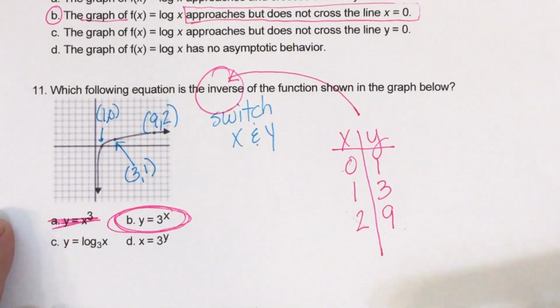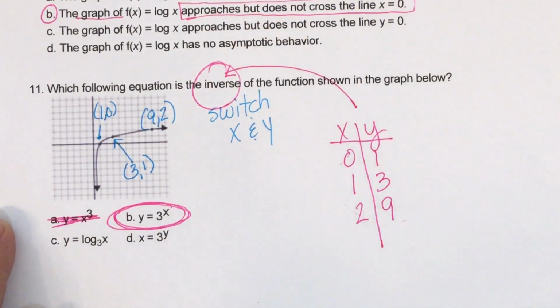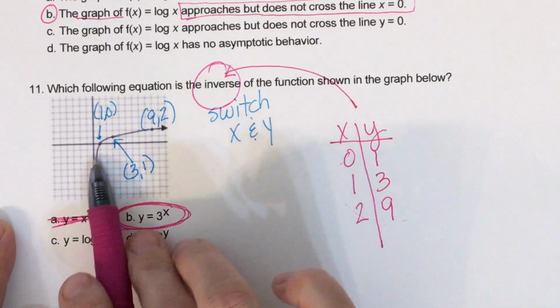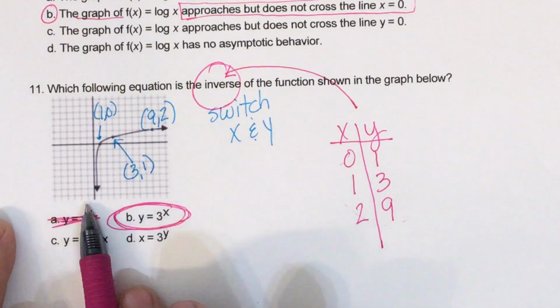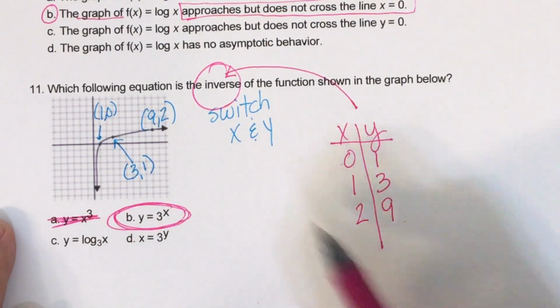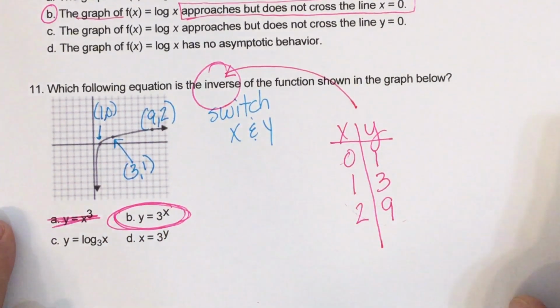So, pretty easy. Hopefully you remember from earlier in the year, the inverse switches the x and y. So just find the points on this graph, switch the x and y around, and then put these in your calculator and see which one has the right table. Not too bad.